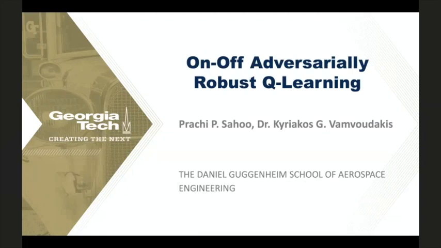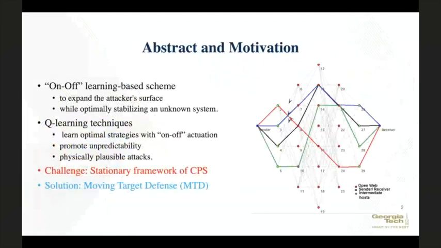This poster presents an on-off learning-based scheme to expand the attack surface while optimally stabilizing an unknown system. We leverage Q-learning techniques to learn optimal strategies with on-off actuation to promote unpredictability of learned behavior against physically plausible attacks. Typically, CPS maintain a stationary framework that may provide an attacker with the time to learn and deploy a low-cost destabilizing attack policy. To counter this threat, moving target defense, a proactive policy, aims to dynamically change the attack surface of a CPS.